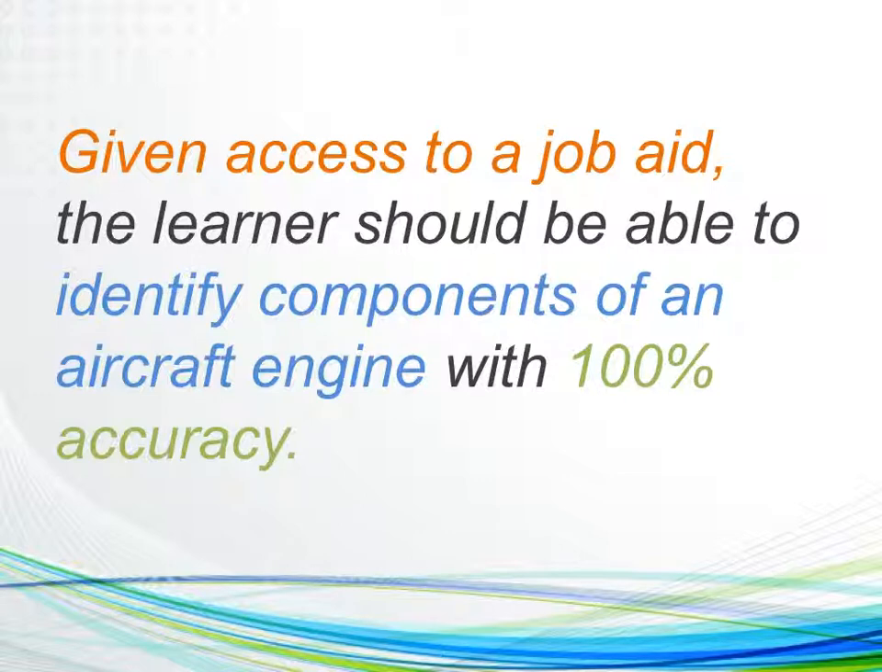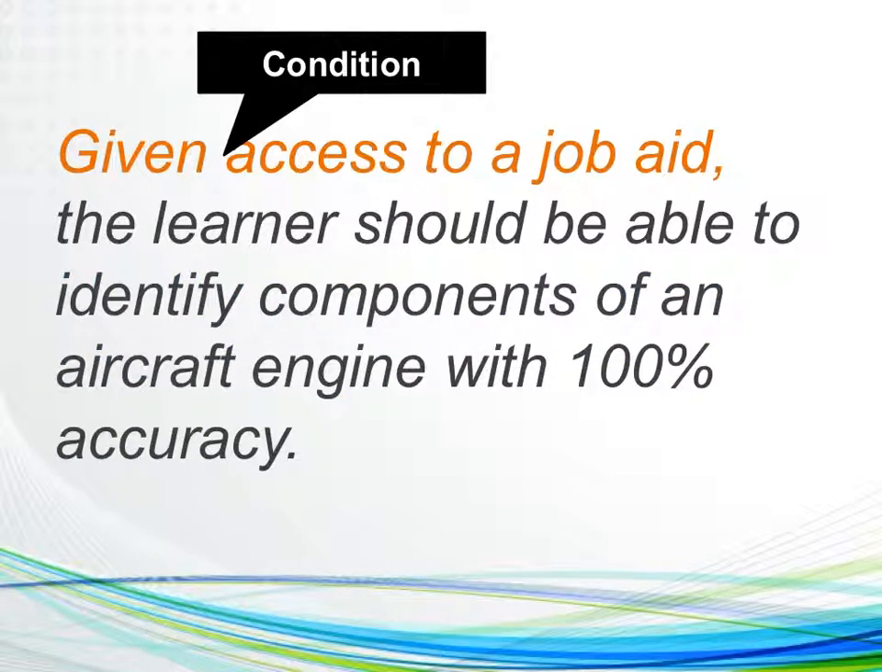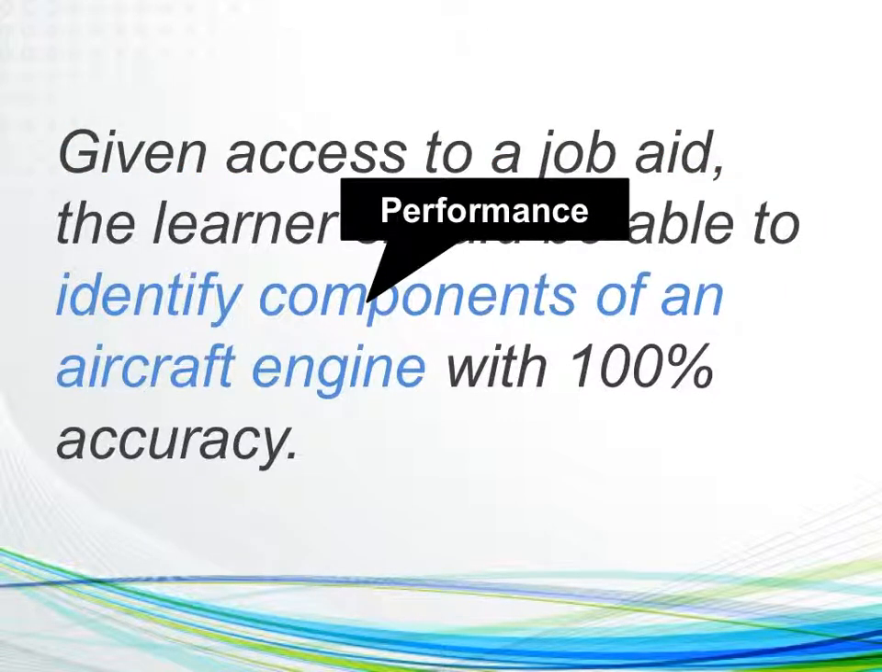So the first part is called the condition, and that's the given access to a job aid. So these are the conditions that the learner would have to perform the objective under. The second component is the performance, or identify components of an aircraft engine.